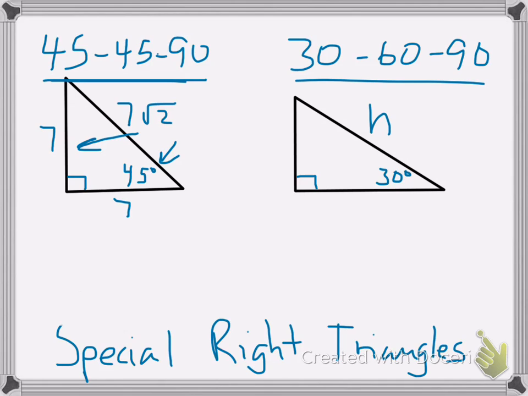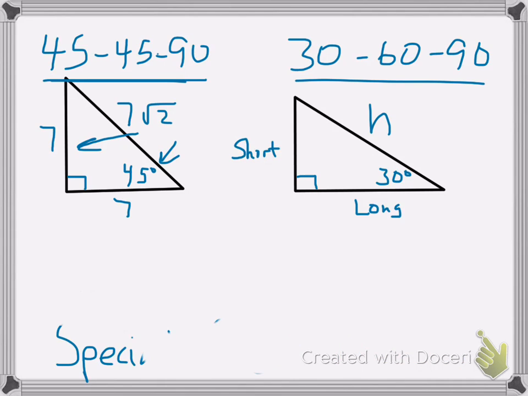So of course we have the hypotenuse. The side that is opposite the 30-degree angle, we're going to call it the short leg. It's the short leg because it is opposite the 30-degree angle. And then the side that's opposite the 60-degree angle, we're going to call it the long leg of the triangle. Now, the relationships in the 30, 60, 90 are a little bit more complicated than they are in the 45, 45, 90 triangle. Obviously because it's not isosceles, but here they are.